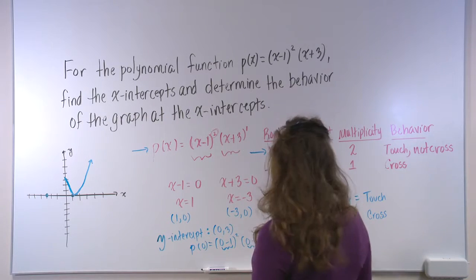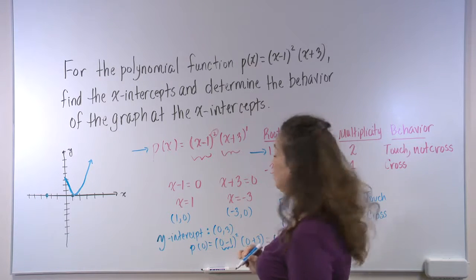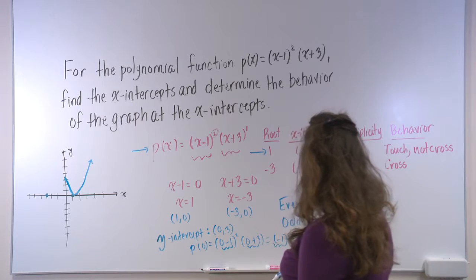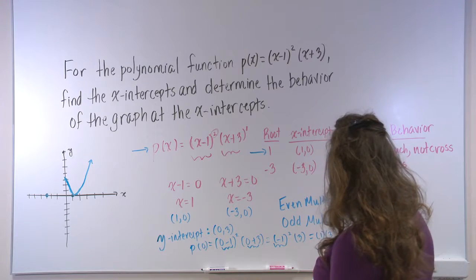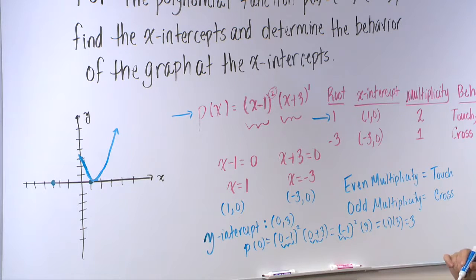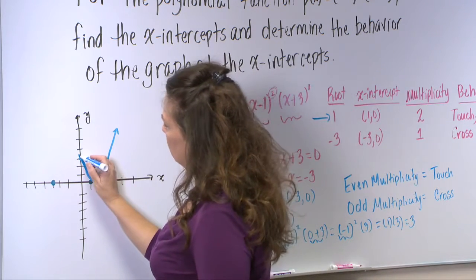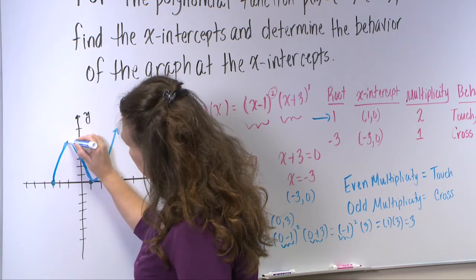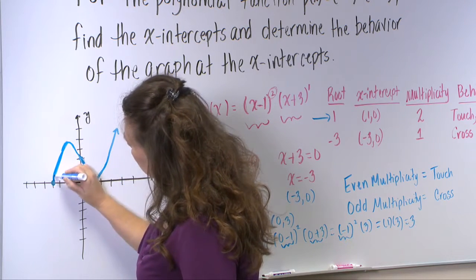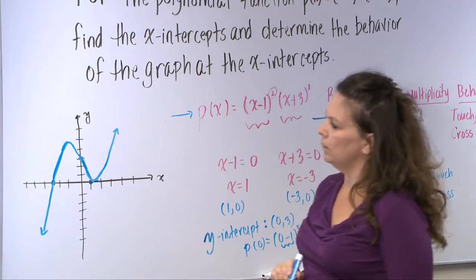I'm going to come back and see what's going on at the other x-intercept. The other x-intercept was negative 3, 0. So at negative 3, 0, it has a multiplicity of 1. Behavior at this x-intercept is that it will cross because it's an odd multiplicity. So the graph may go up a little bit here, and then it's going to come back down, cross at this x-intercept, and keep on going down there.